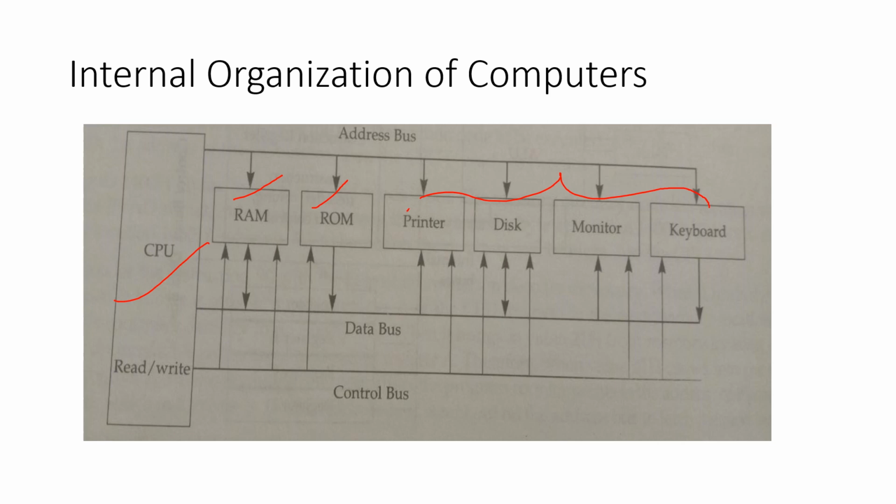Now the CPU is connected to the memory or I/O devices through a wire which we call a bus. And we discussed the different types of buses here, and it is shown with the lines of the address bus, data bus and the control bus.